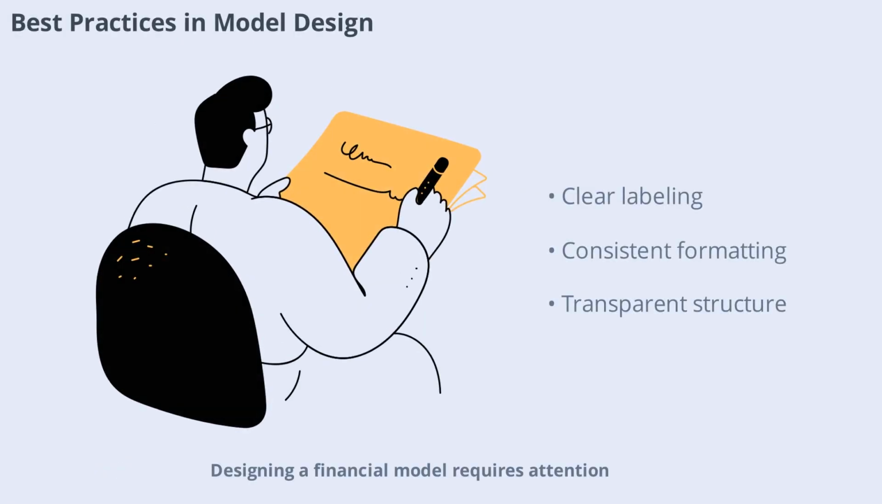Designing a financial model requires attention to detail and adherence to best practices. Investment bankers should use clear labeling, consistent formatting, and logical structure. Inputs, calculations, and outputs should be separated for transparency. Using color coding and documentation helps others understand and audit the model. Following these practices ensures models are reliable, scalable, and easy to update.